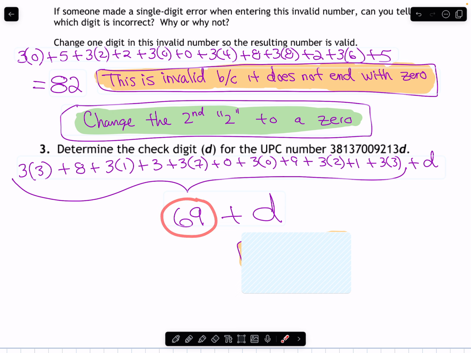And then we add on the D, and in order for this to be a valid UPC number, what should D equal? Well, we know that the number needs to end in a 0. So all we have to do is add what? Add 1 to 69, because 69 plus 1 would be 70, which ends in a 0. That's exactly what we want. So we're going to let D equal 1 so that the number becomes valid, and that is our answer.